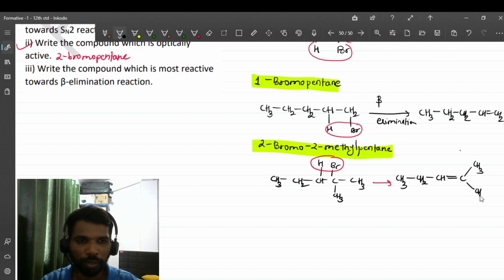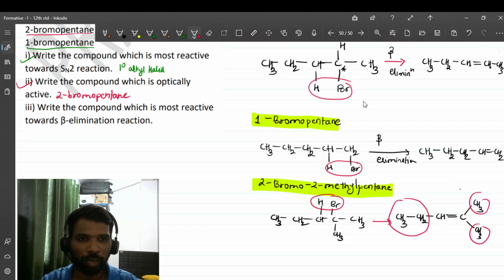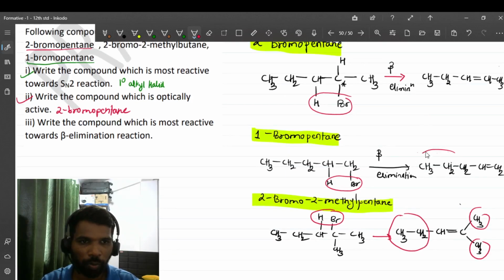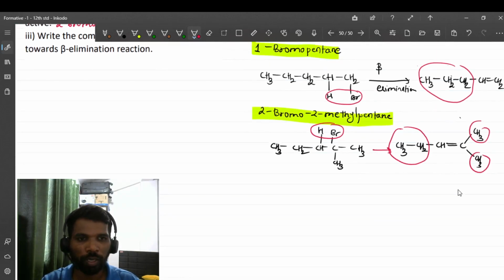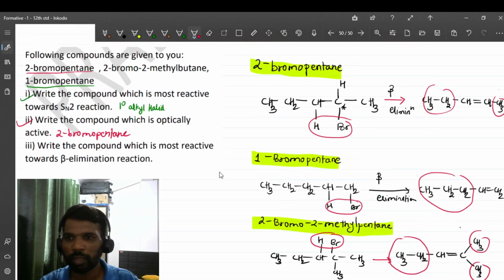CH3 and CH3. Here in the last compound, if you see, there are three alkyl groups across a double bond: one, two, and three. Here across a double bond, there is just one alkyl group, and here there are two alkyl groups. So which alkene is most stable? This is the most stable alkene. So the one which will give you the most stable alkene will be most reactive towards a beta elimination. So the answer for this is this.